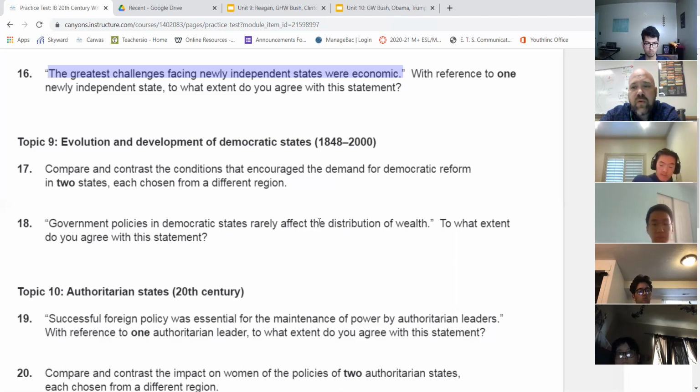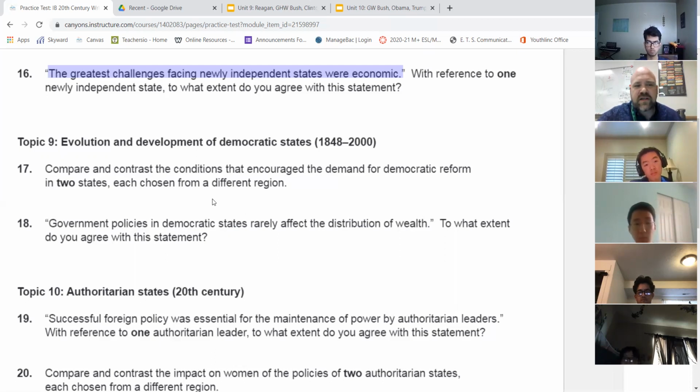We're the only country in the world that uses the word states for things like Delaware, right? And so in this case, the states are India, Ireland, South Africa, the United States. Now, for this topic 9, can I use the United States? Yes. 100% yes, you can. Right? All right.